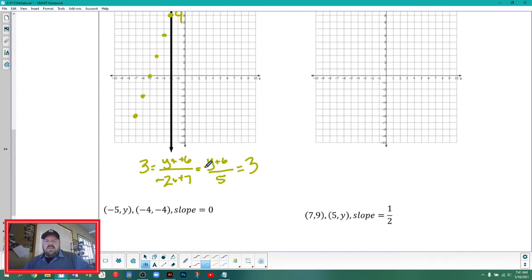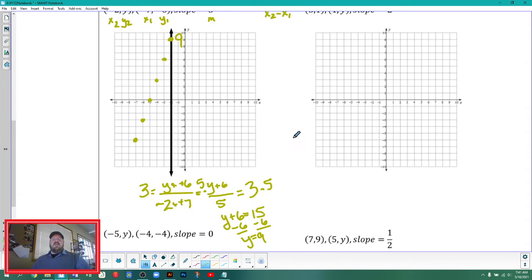Okay, to solve this equation, I'd multiply both sides by 5, getting rid of my denominator, and I'll have y plus 6 is equal to 15. When I subtract 6 from both sides, I should see that I get y equals 9, which is what I wanted. That's what I thought. And everything all worked out. So we would say here that y equals 9, and that's our answer.